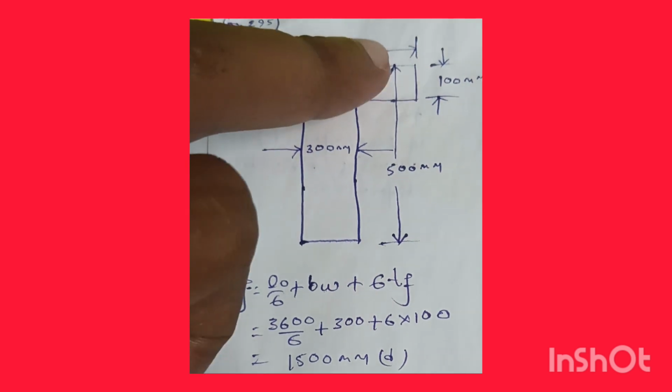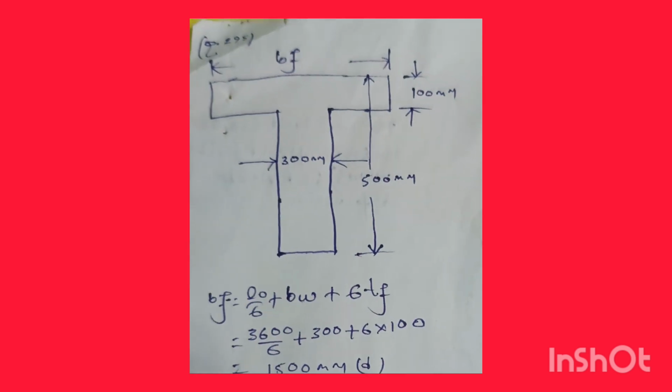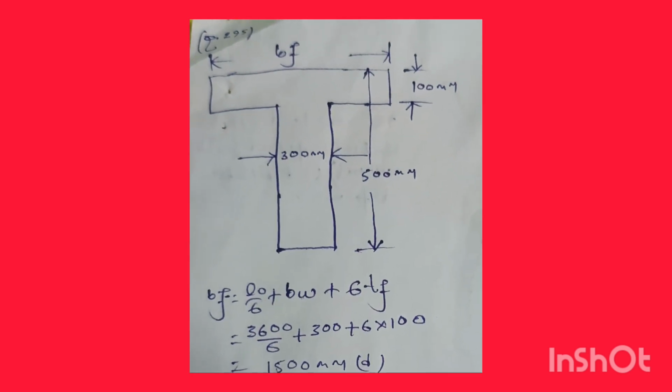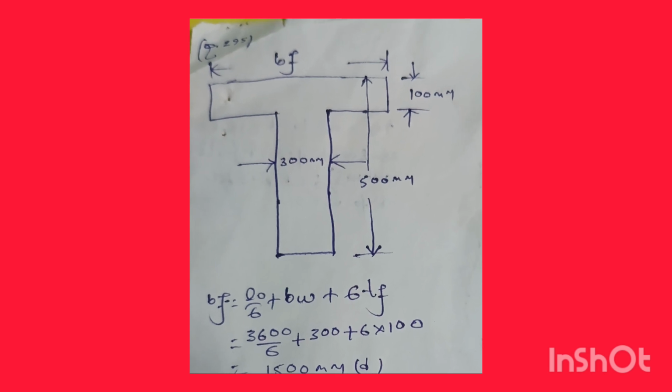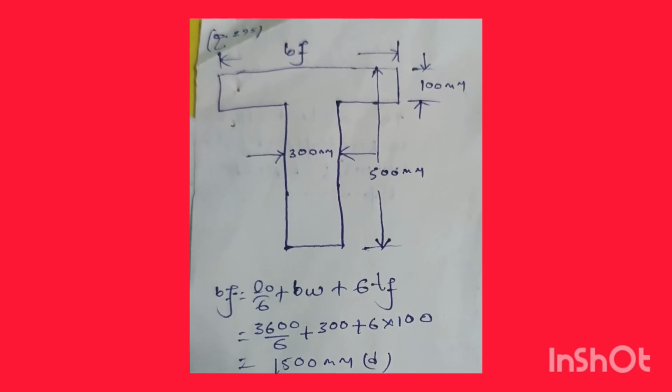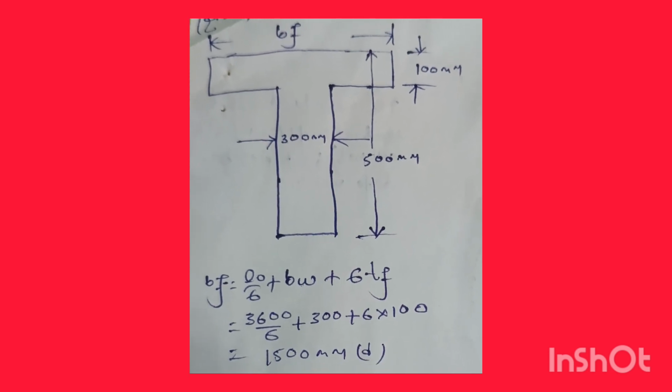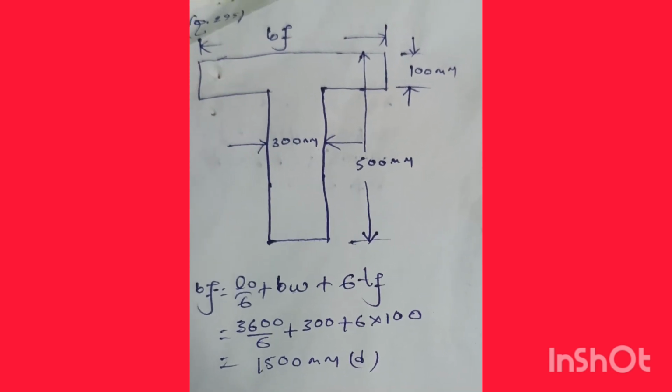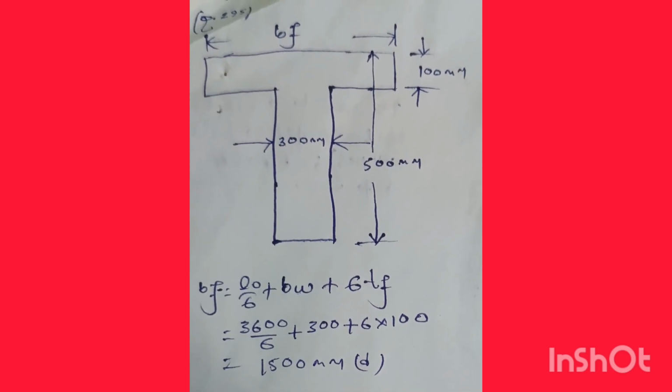So breadth of flange will be L0 by 6 plus BW plus 6 into TF. So TF is equal to 100 mm, BW is equal to 300 mm, and L0 is 3600 mm. So by putting all the values we will get breadth of flange BF is equal to 1500 mm. Option D is the right answer.